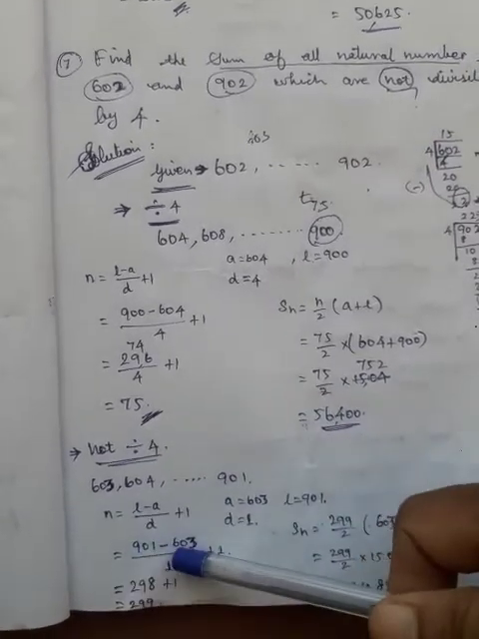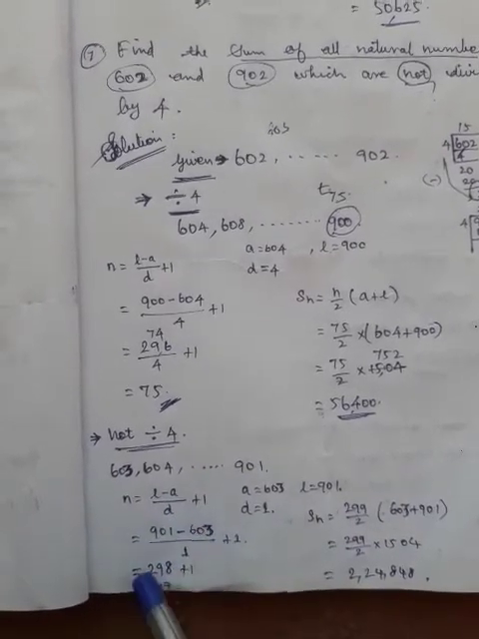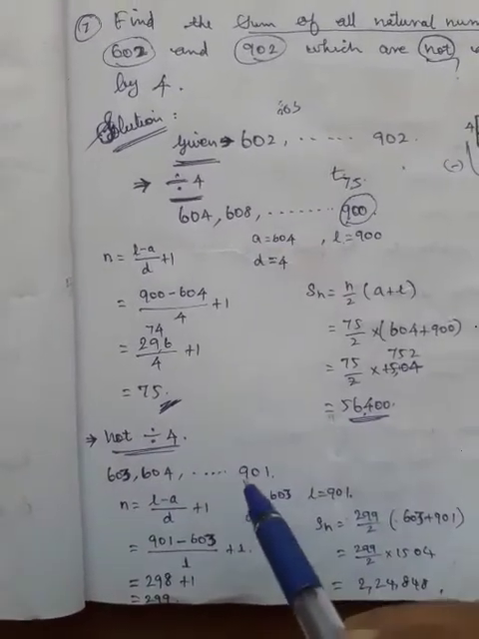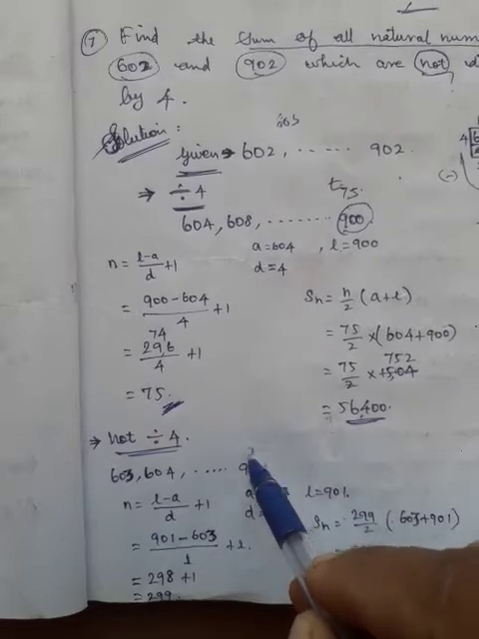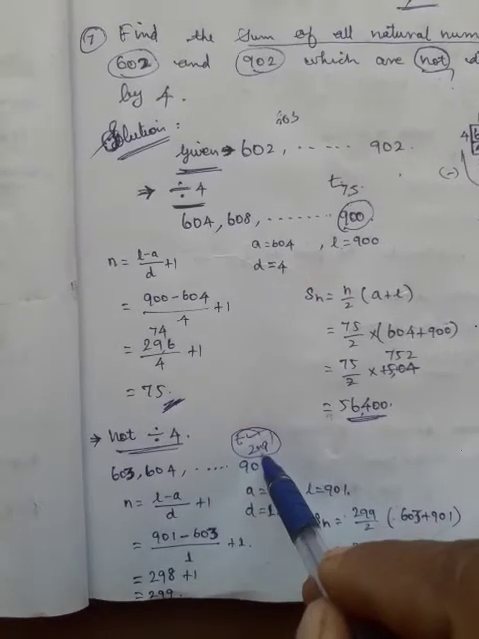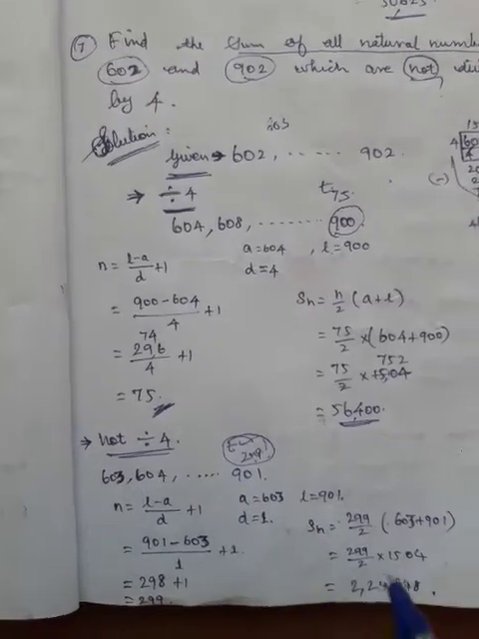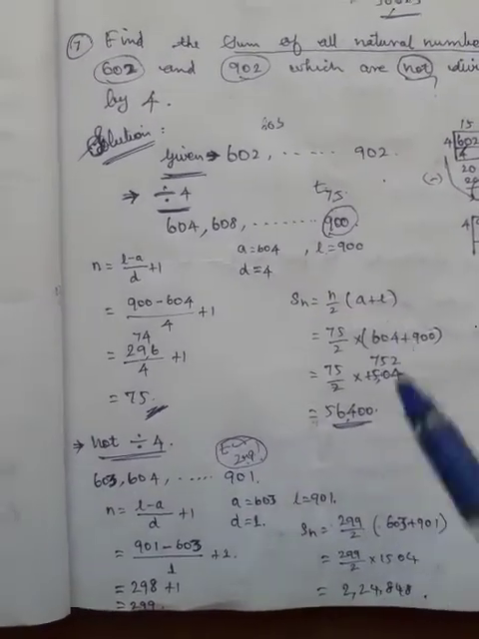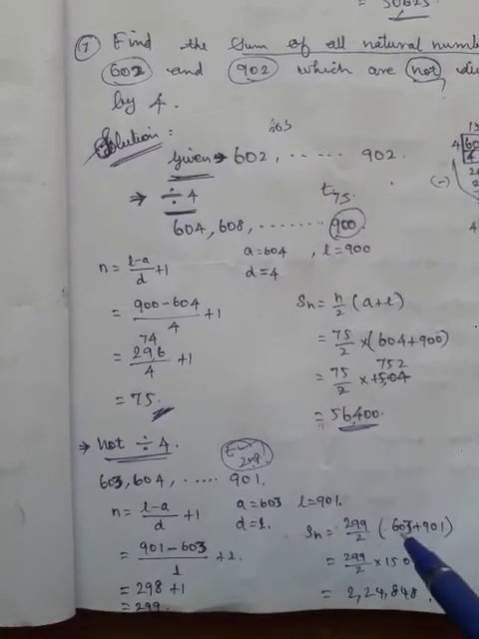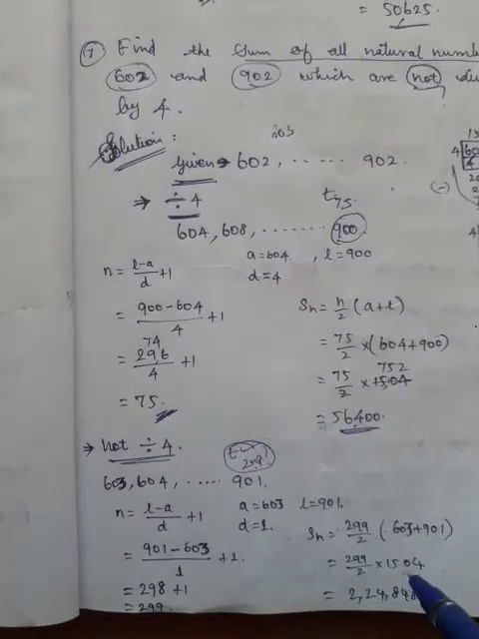So substitute into the formula n equals (l minus a) by d plus 1. The l value 901 minus the a value 603, divided by 1, plus 1. Subtracting these numbers we get 298 plus 1, which is 299. So 901 is in the 299th place, and in total there are 299 numbers here. We want this total, so we use Sn equals n by 2 times (a plus l). The n value is 299 divided by 2, the a value 603 plus 901. If you add these two, you get 1504.